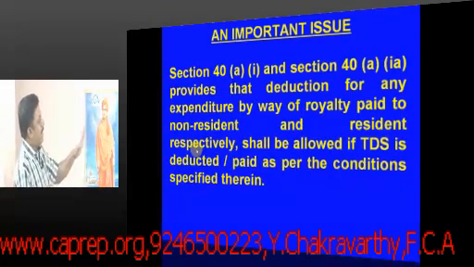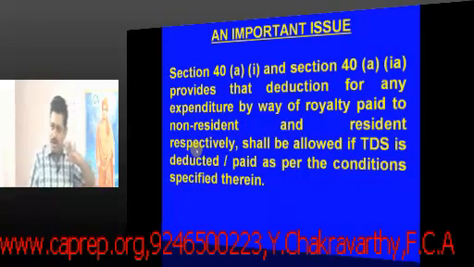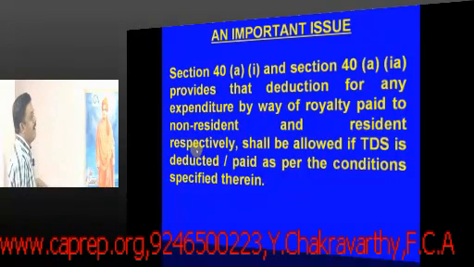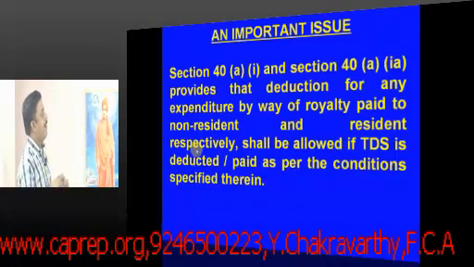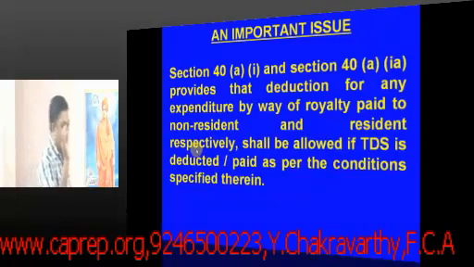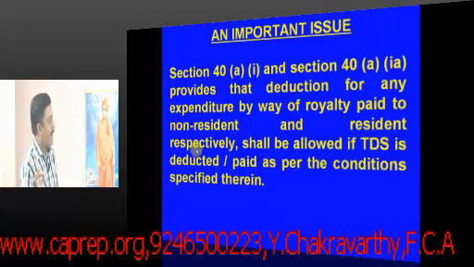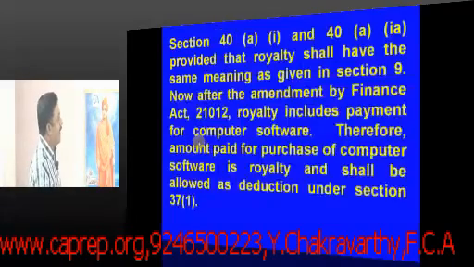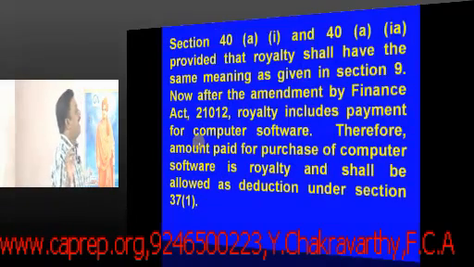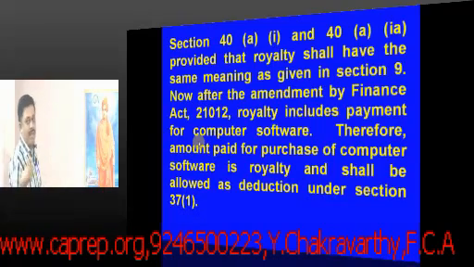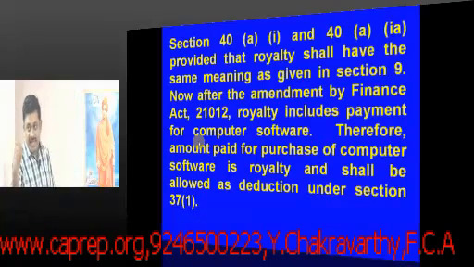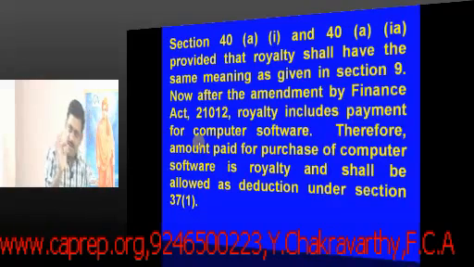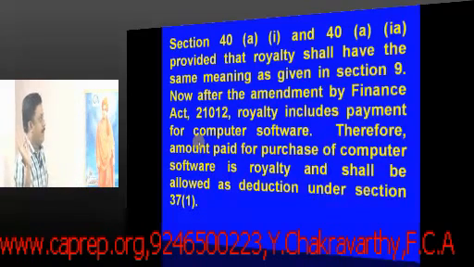Then of course an important and very important point, for quite a long time we are discussing this point, 40A1. 40A1A provides the deduction for any expenditure by way of a royalty paid by a non-resident and resident respectively shall be allowed only if the TDS is deducted or paid as per the conditions specified therein. So 40A1 and 40A1A provide that royalty shall have the same meaning as given in section 9. Now after the amendment by the Finance Act of 2012, royalty includes what? Payment for computer software. So this is what is most important. Royalty now includes payment for computer software.